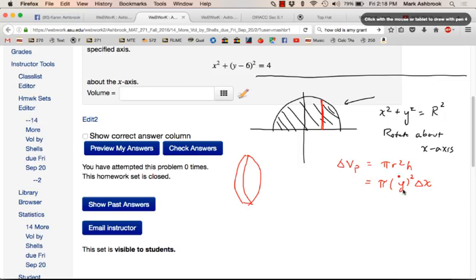But actually, look, we got y squared. That makes it even easier. What is y squared? Instead of solving for y and plugging it in, let's just solve for y squared. What's y squared? Yeah? Make things easier on yourself. Okay, so that's the volume of our pancake.